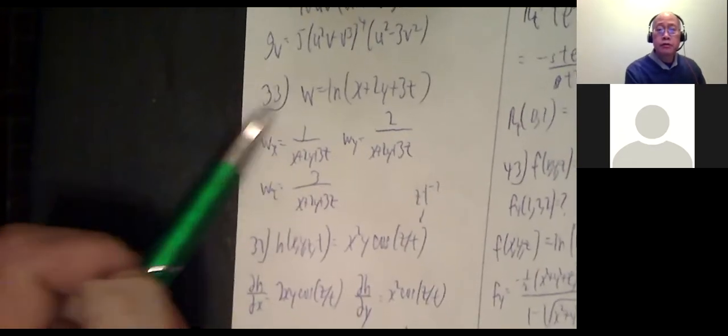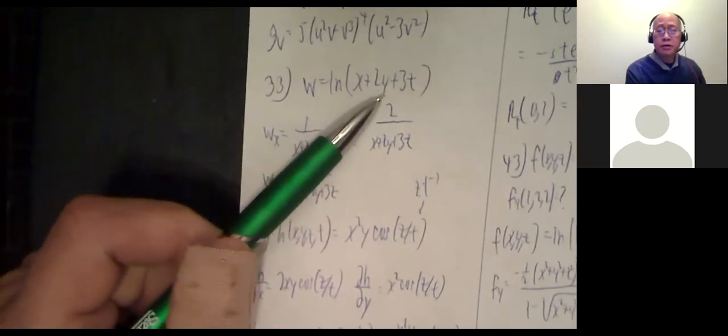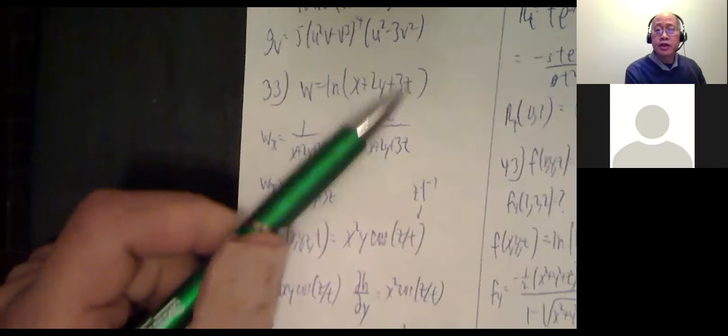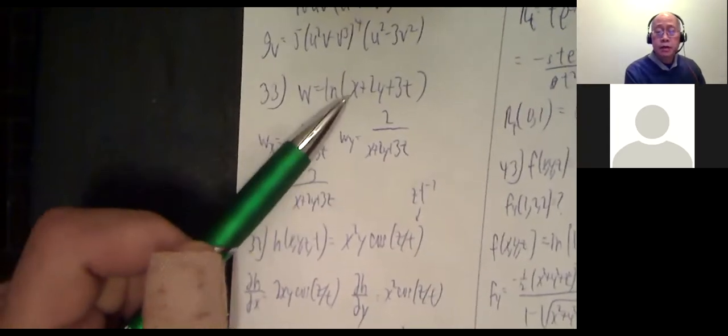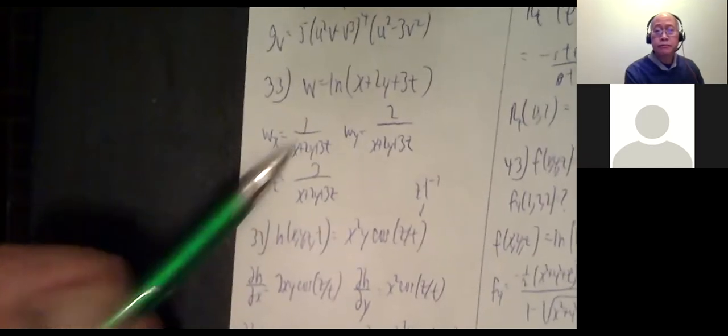All right, so what's the derivative of w with respect to x? You go 1 over x plus 2y plus 3z. That's how you differentiate ln, right? Then times the derivative of the inside with respect to x. That's 1, that's nothing, so 1.